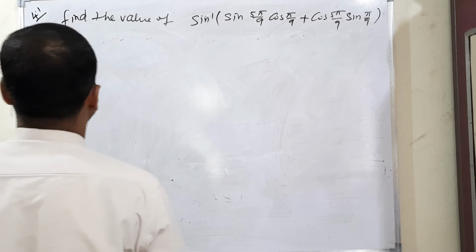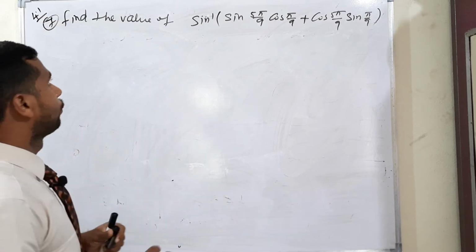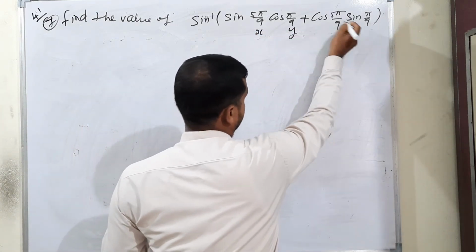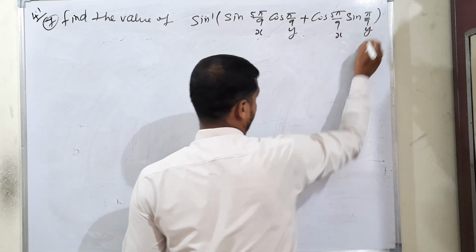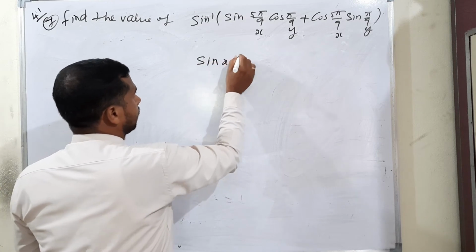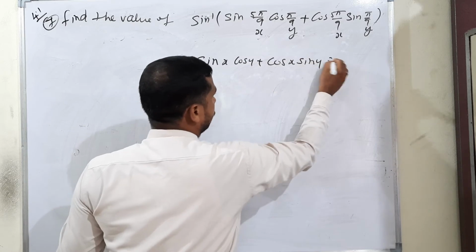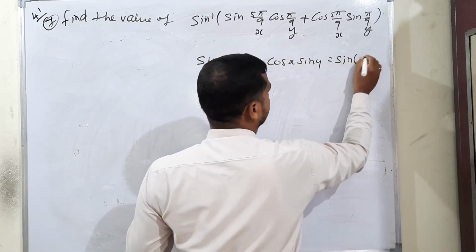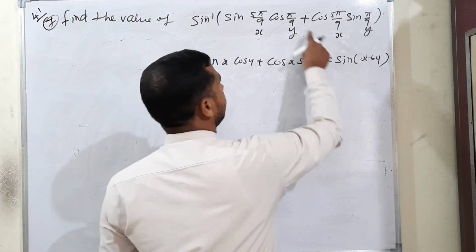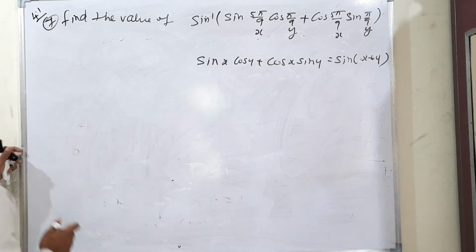Last question from exercise 4.1, question number 7, isn't it? This is one formula. Now find the value of sine inverse. This is called x, this is called y, and the second part also cos x and sin y. So sin x into cos y plus cos x sin y is actually sin of x plus y. So for sin of x plus y, the x value will be 5 pi by 9 and the y value pi by 9. Okay.